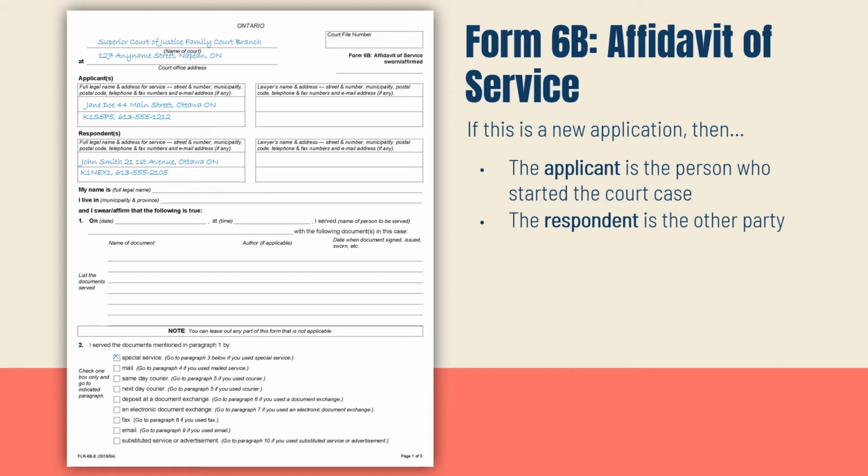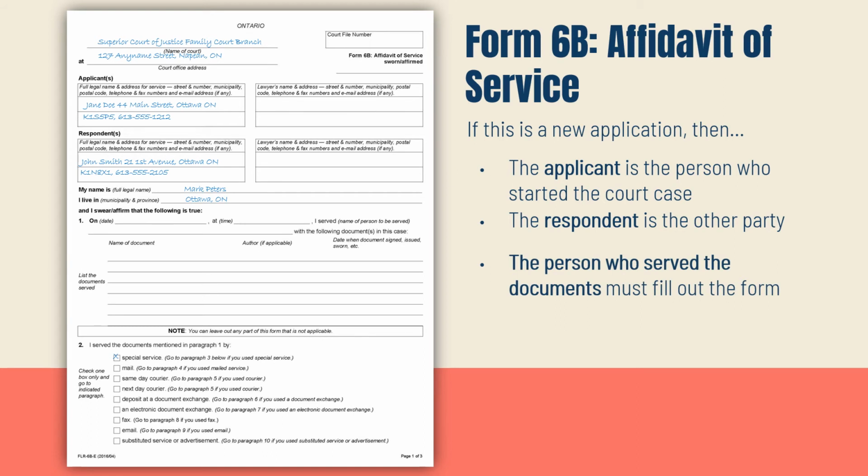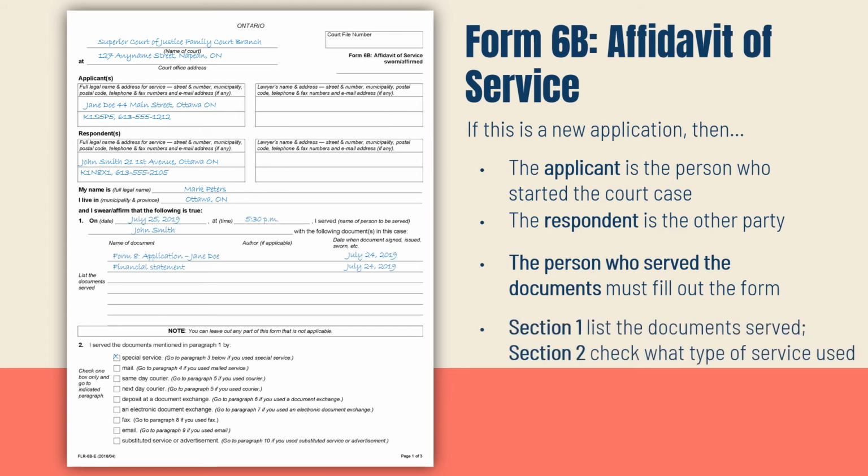Where it says, "My name is," and "I live in," the person who served the forms needs to fill out who they are and where they live. Remember, when special service is used, or if you use someone else to serve the documents, they are the one who will have to fill out the form. Under Section 1, list the documents that were served. In Section 2, check what type of service was used, having made sure you were allowed to use that method beforehand. Then answer all the other questions based on the information you've been given.